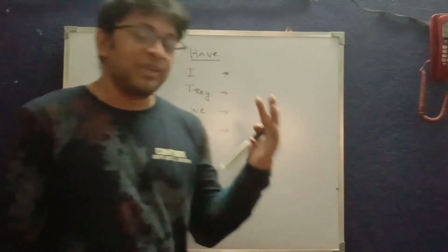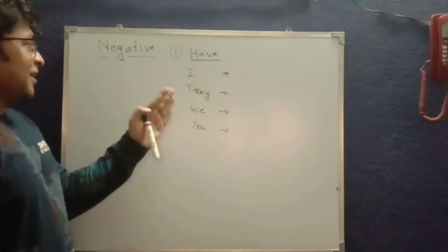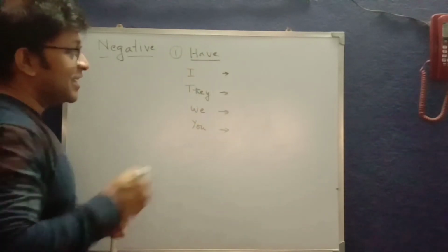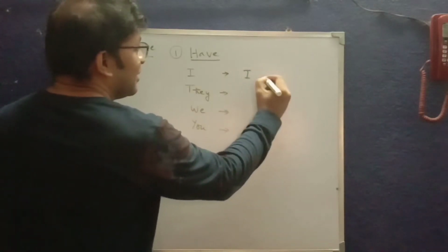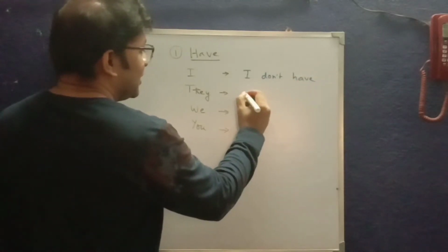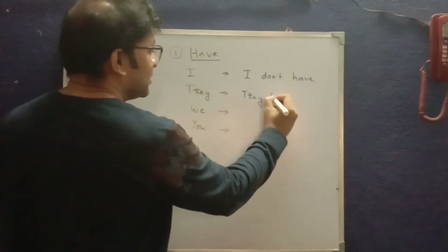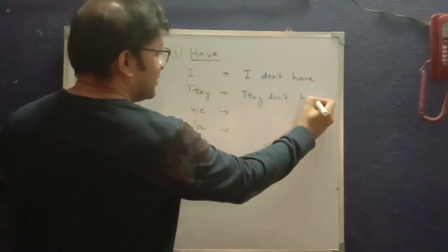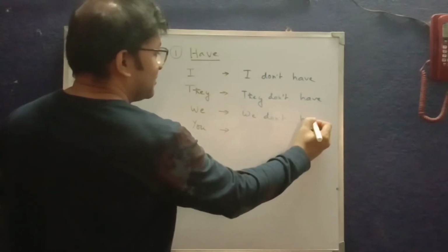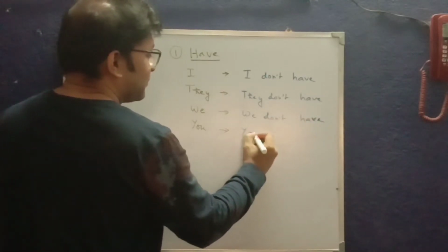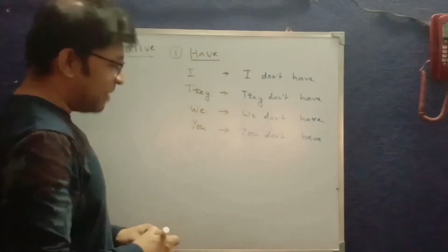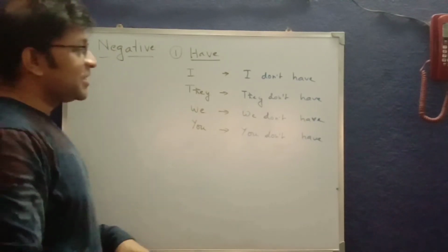So in case of using a negative word, when we are using have, how are we going to use it? Suppose, I don't have, they don't have, we don't have, you don't have. So you have to remember these things while you are using the negative form.